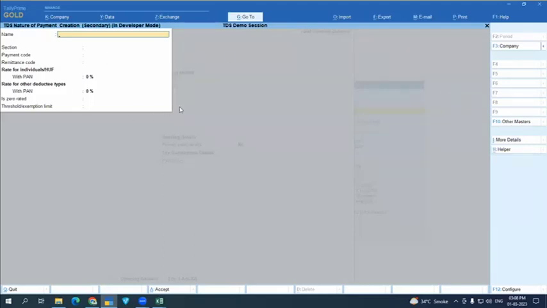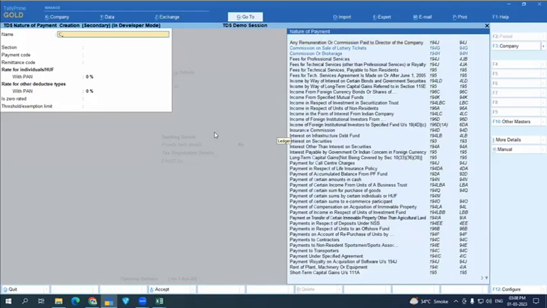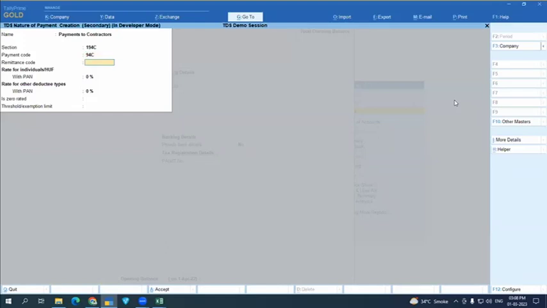Now see how to create a payment category. This is also a one-time task. See, on the right side there is a button, helper. Press the helper button, click. Tally will show you all categories where TDS is applicable. So that 1% I am taking for contract. See, payment to contractors, section 194C, and it is the 194C clause. So Tally will consider all information.